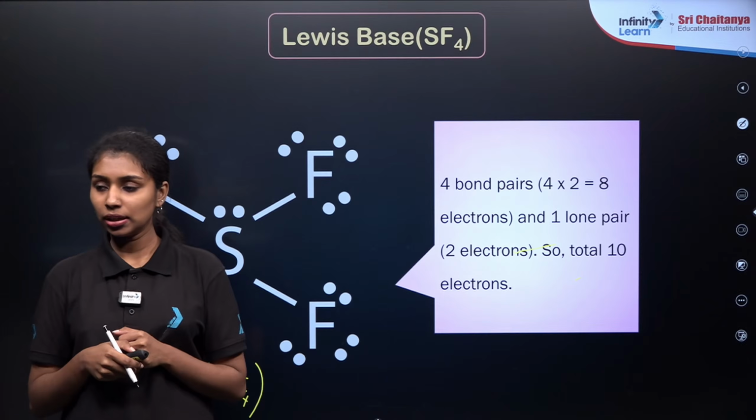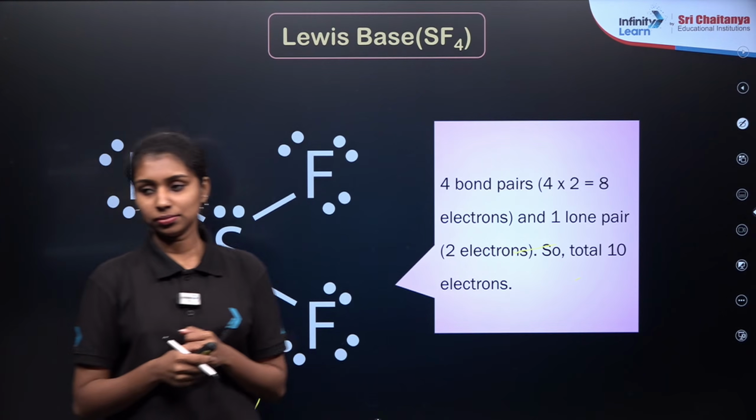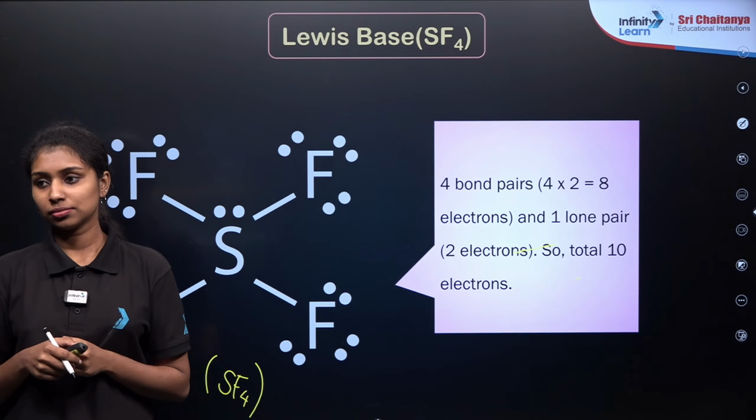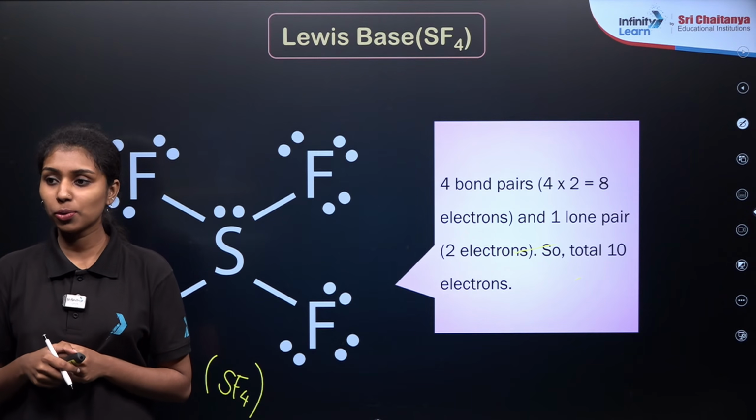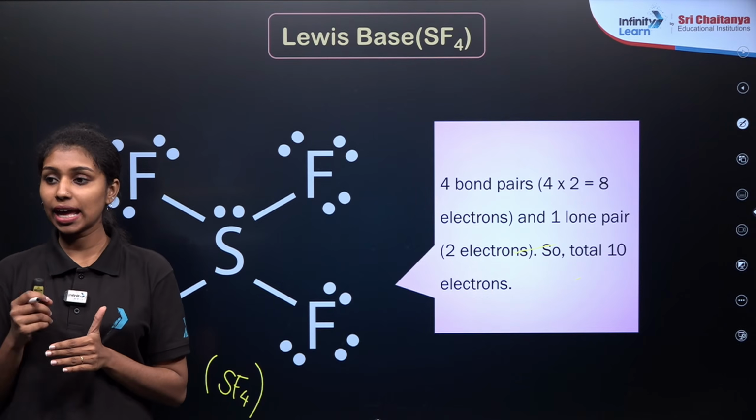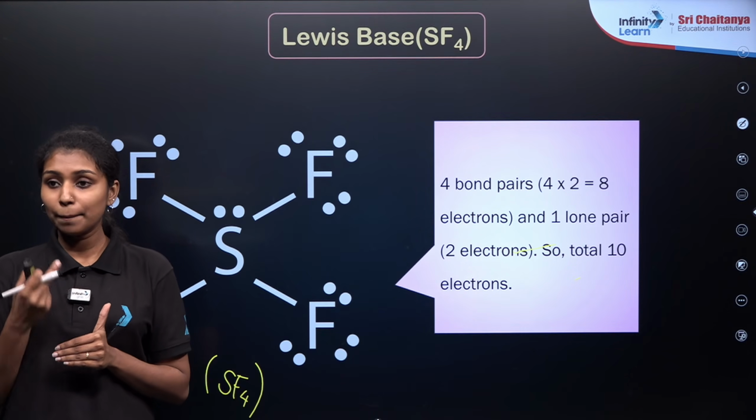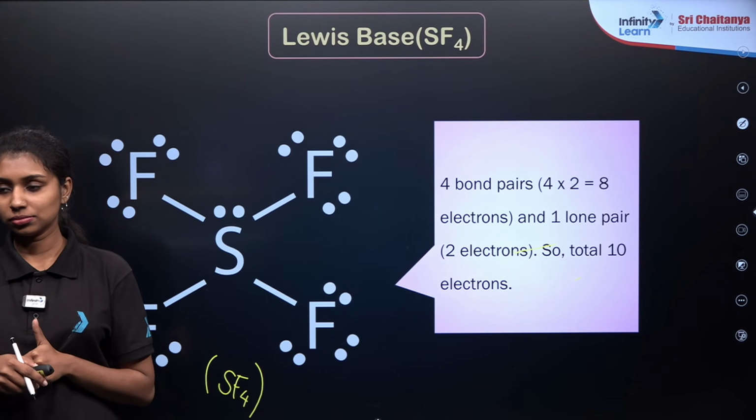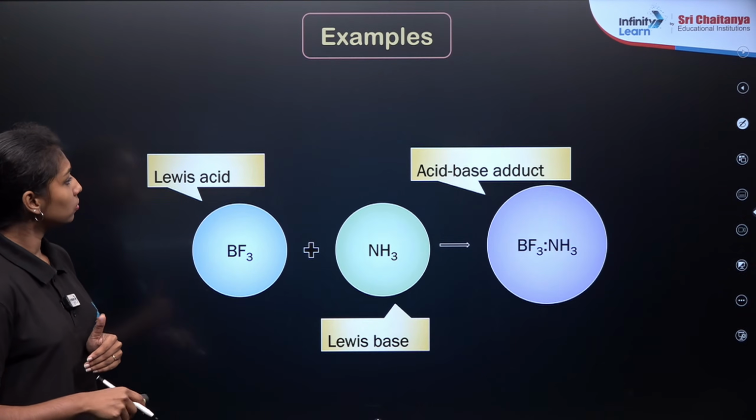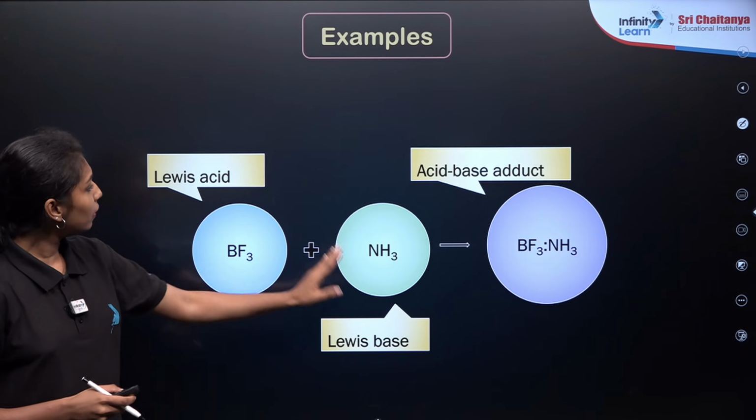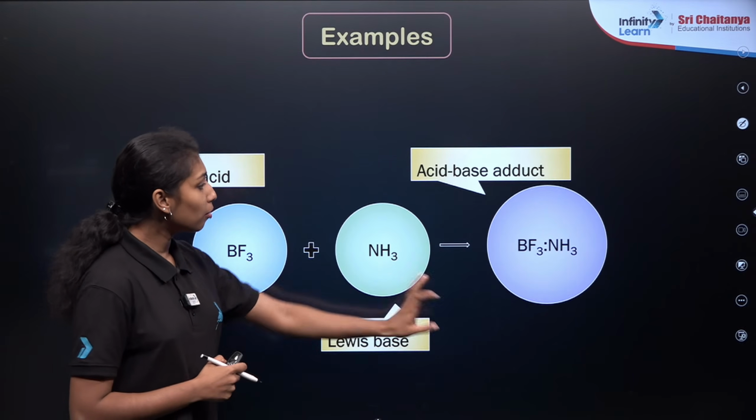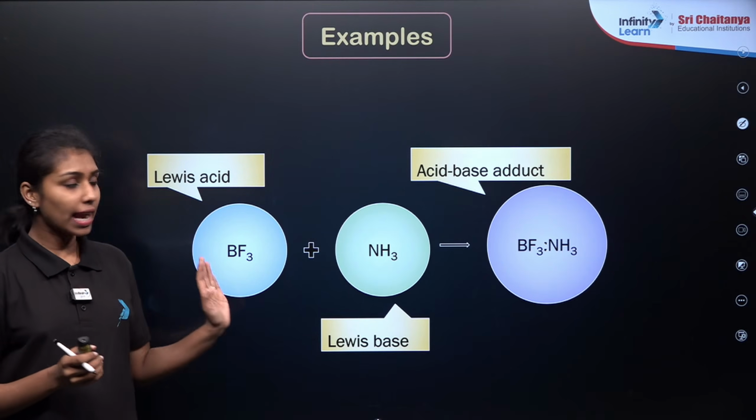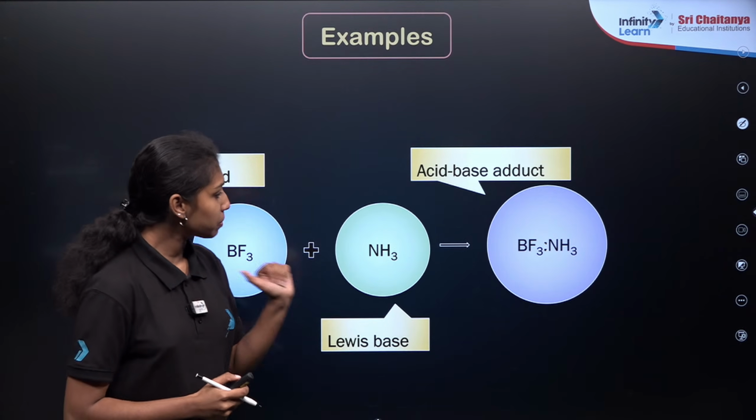Yes, according to Lowry-Brønsted theory, what is the concept of acids? They are hydrogen donors, H plus donors. Bases are hydrogen acceptors. So these are the examples. When you treat a Lewis acid and a Lewis base together, they form an adduct by sharing the electron pair, here BF3·NH3, right? This is the reaction between a Lewis acid and a Lewis base. Clear?